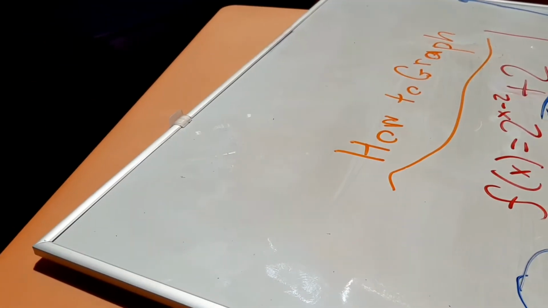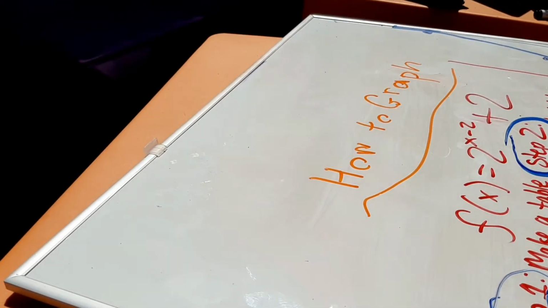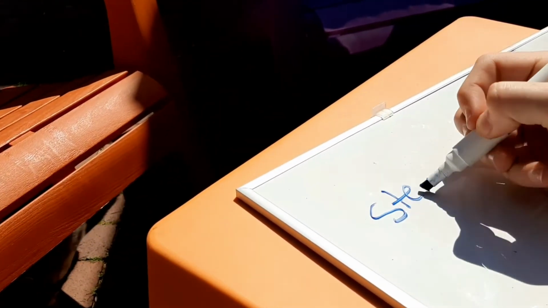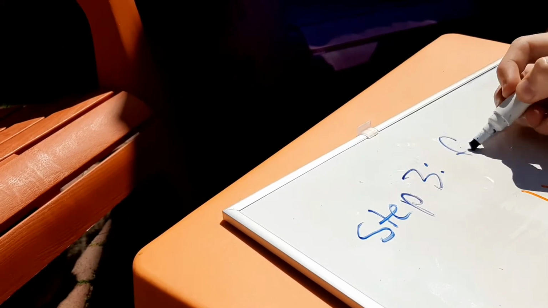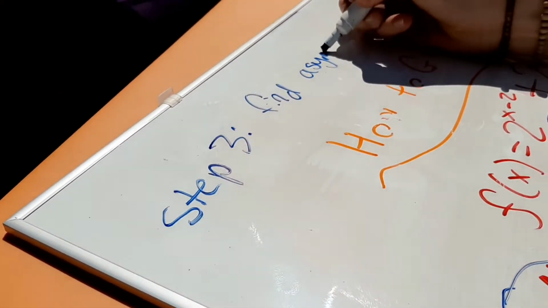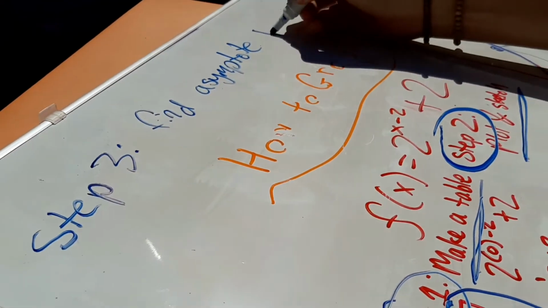Next, you want to find the location of your asymptote. This will be the point where the y never decreases into. It'll get very close to the line, but it will never cross it. In our case, the answer is y equals 2.